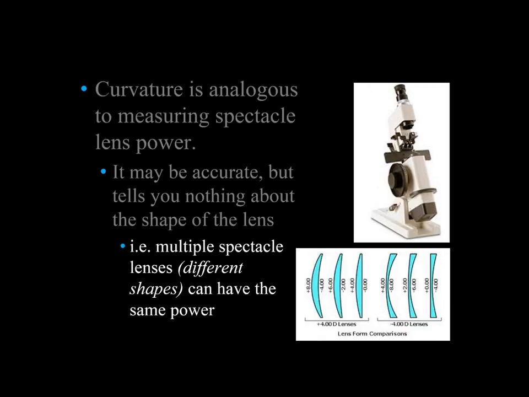We all know that multiple spectacle lenses, as you can see on the bottom right, can have different shapes but have the same power. So I put any of these different shapes in a lensometer, and I'll get the exact same reading. Again, the reading is accurate, but it tells us nothing about shape. And constantly you hear people look at curvature maps and start discussing shape, but you really can't. Curvature is analogous to, again, lens power, and it doesn't really give you a shape analysis.